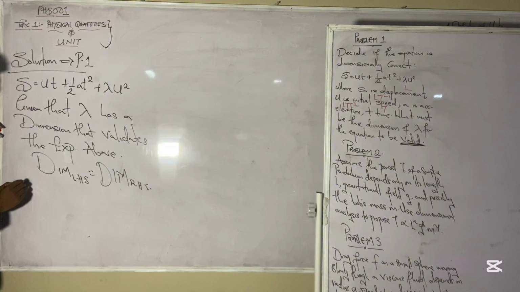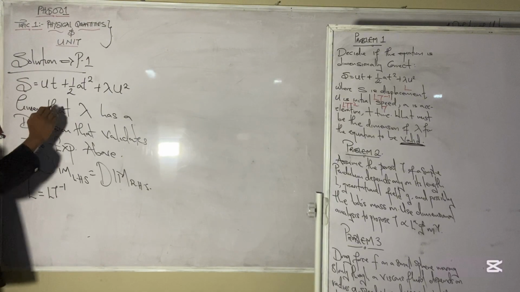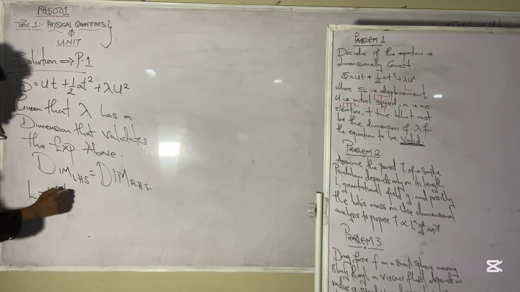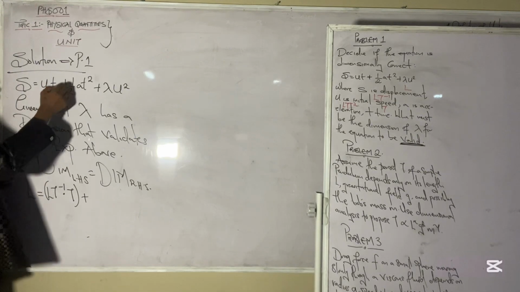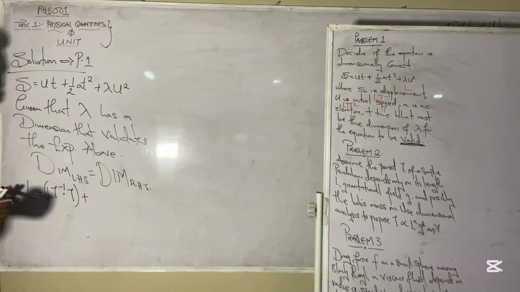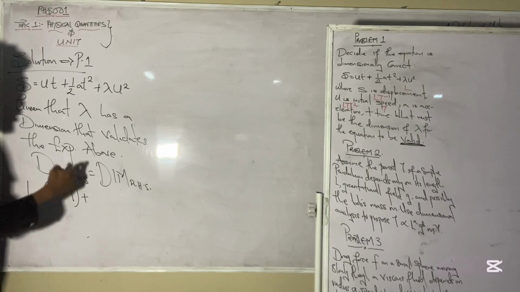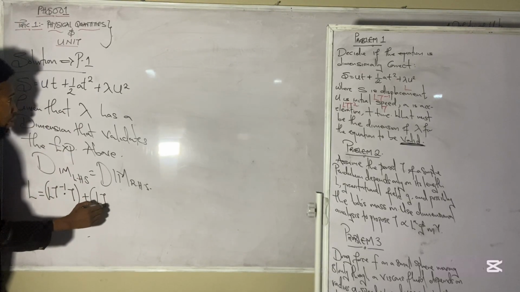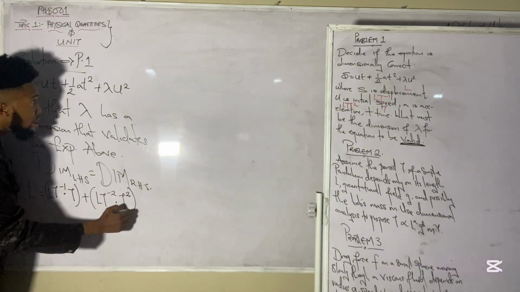The dimension of S is L, because it says displacement. It is equal to U, which is LT minus 1, times T, since T is T. It's very simple, just follow what you're seeing here. Let's sectionalize so that we will not be confused. Plus 1 over 2. I told you we don't work with constants. Plus A, which is acceleration, LT minus 2, multiplied by T squared.